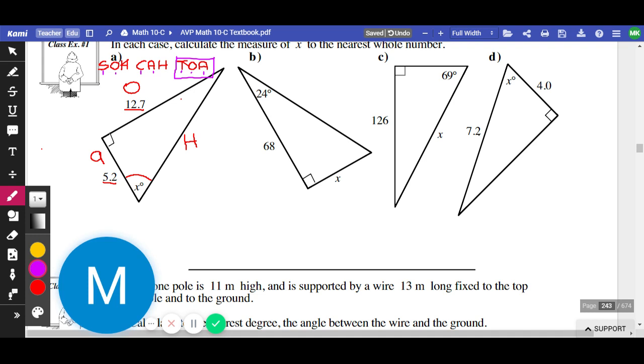The tangent ratio is in the word TOA, right? Tangent equals opposite over adjacent. So TOA tells you the formula, so don't forget that. To do that, I'm going to go tan of the angle, which I don't know, so x, equals opposite, 12.7, divided by adjacent, 5.2. That looks like 1,217, that's not, it's 12.7. I just connected the line.